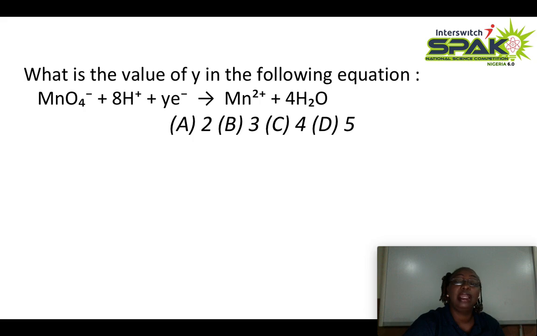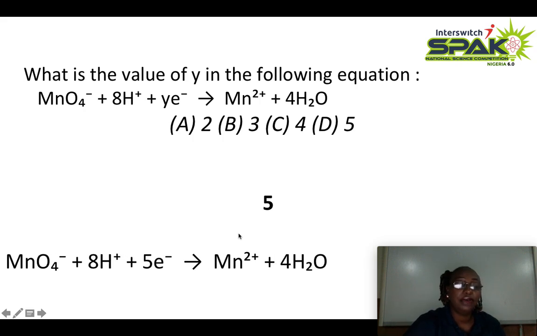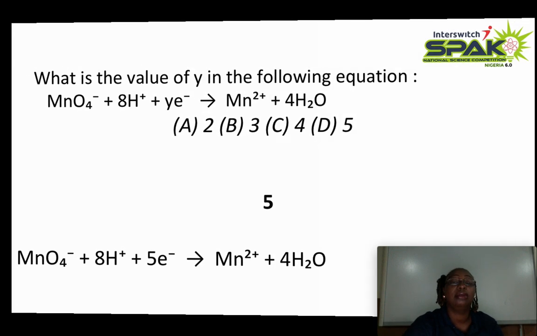What's the value of y in the following equation? This is an equation that, if you have been with us, should stick to you so fast. It's one of the major examples of reduction reaction that happens at the cathode during electrolysis. And without wasting time, the answer is 5. You should be very familiar with this question. So the complete reaction is this: manganese(VII) ion plus 8 hydrogen ions plus 5 electrons to give manganese(II) ion plus water.